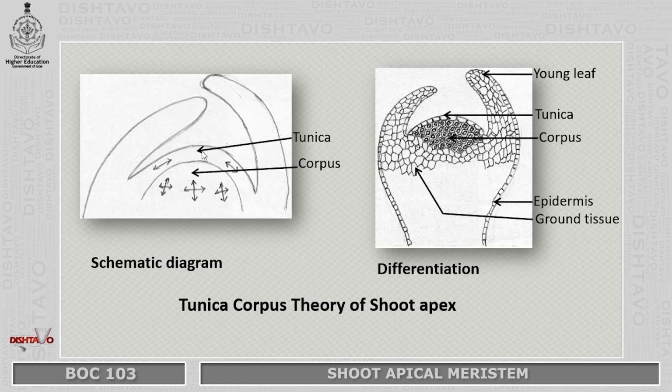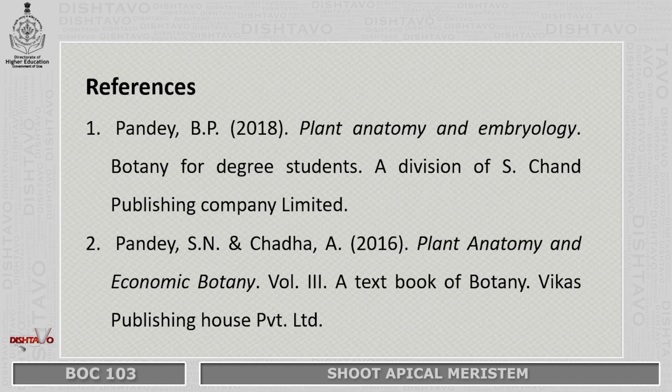As you can see in this schematic diagram, the outermost is the tunica layer. This undergoes division in two planes and forms the outermost single-layered epidermis. And the corpus, the innermost layer, undergoes division in various planes to form the ground tissue, that is the vascular system and the hypodermis.